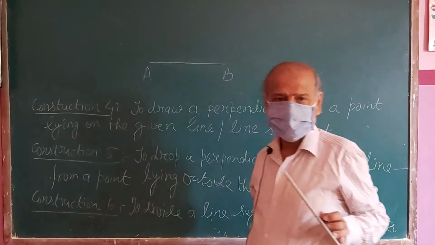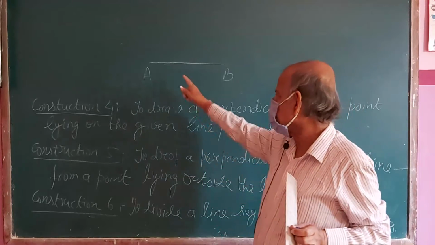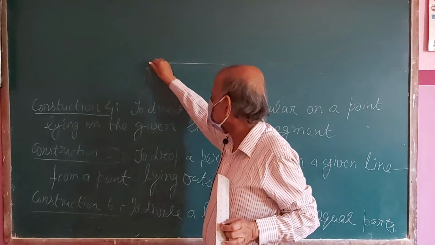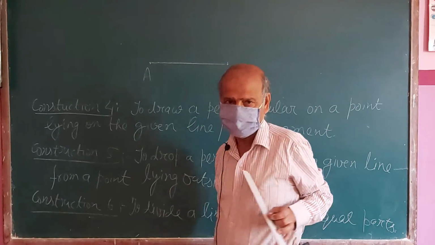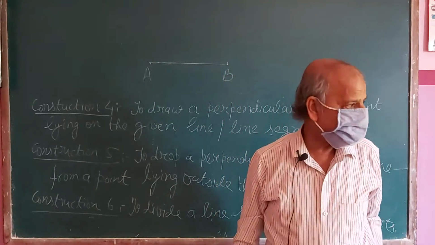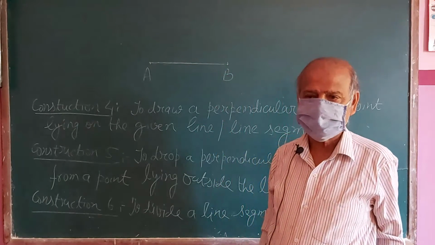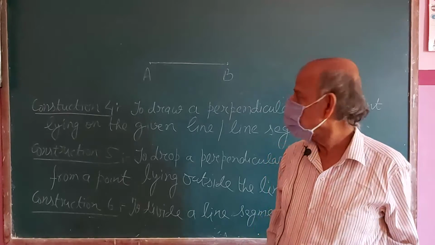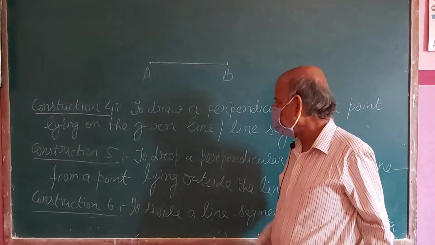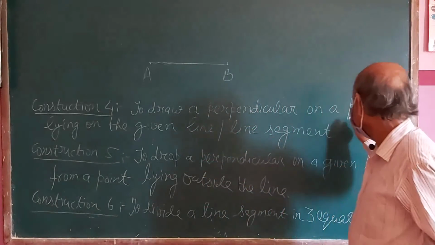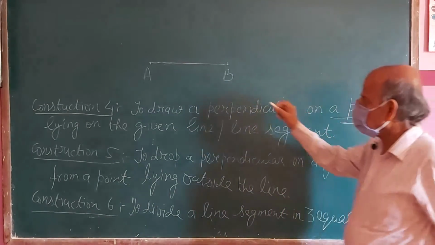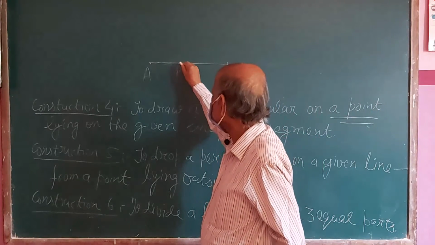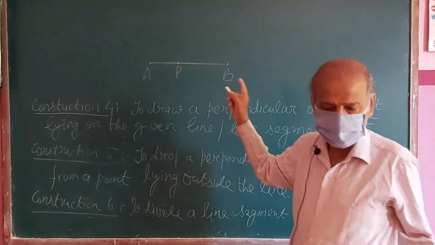You know very well, a line segment has definite length. It has two endpoints. This is A and this is B. A line does not have any definite length, it extends in both directions. Its length is infinity, you may say. This is your line segment. A point P is given on this line, it is lying on this line.